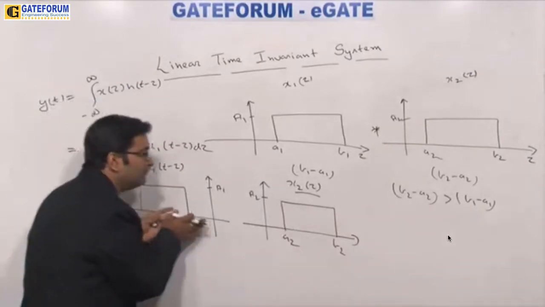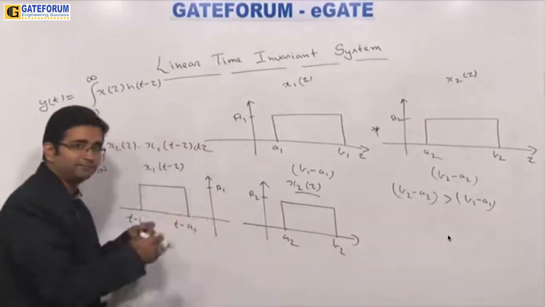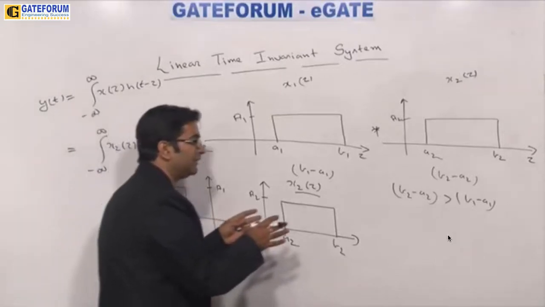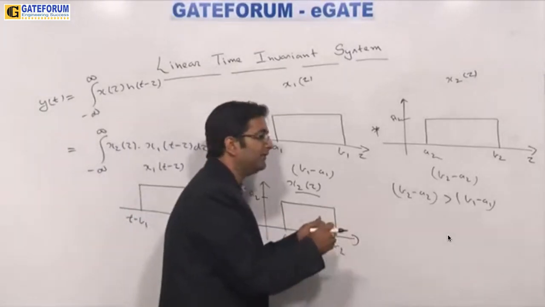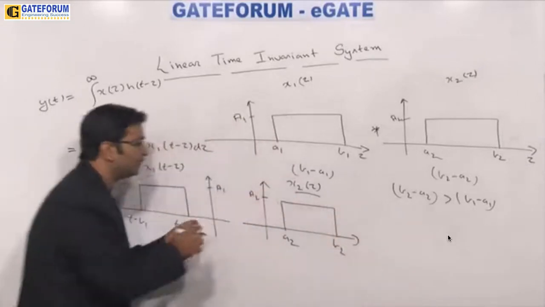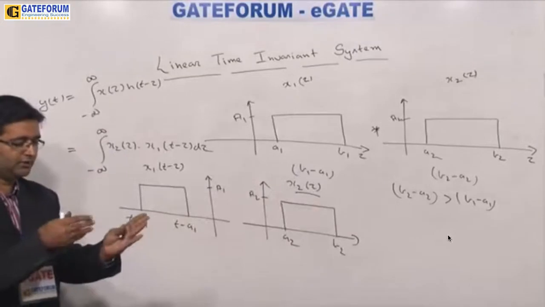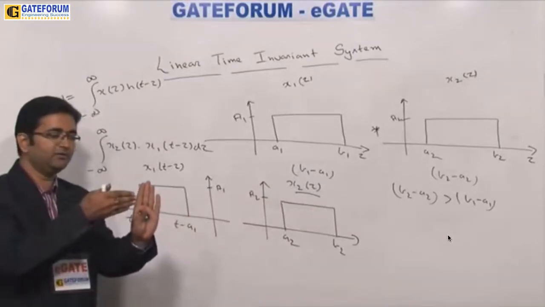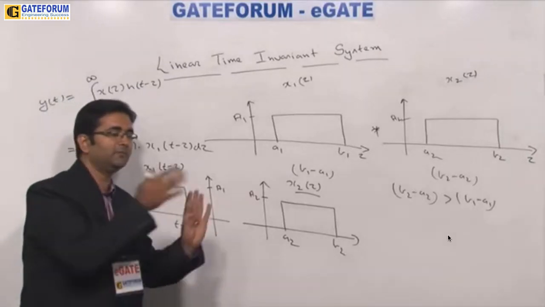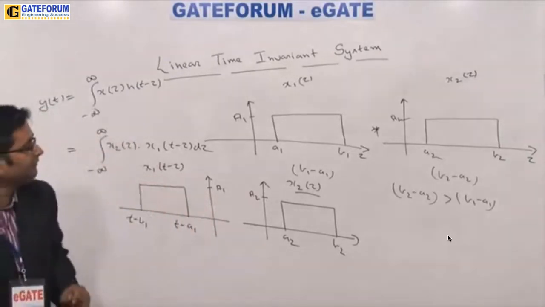So only when it starts moving into the system, system output starts coming. Okay. Once it is totally inside the system, system output is there. Once it is coming out of the system, system output is there. Once it comes totally out of the system, system output is 0. Okay. So system output starts once it touches the system input, and then it is going inside, and then finally it comes out. Till that point, system output will be there. After that, system output will not be there.